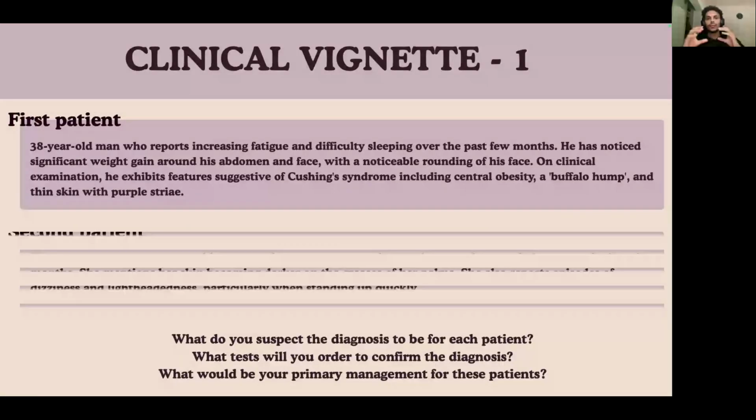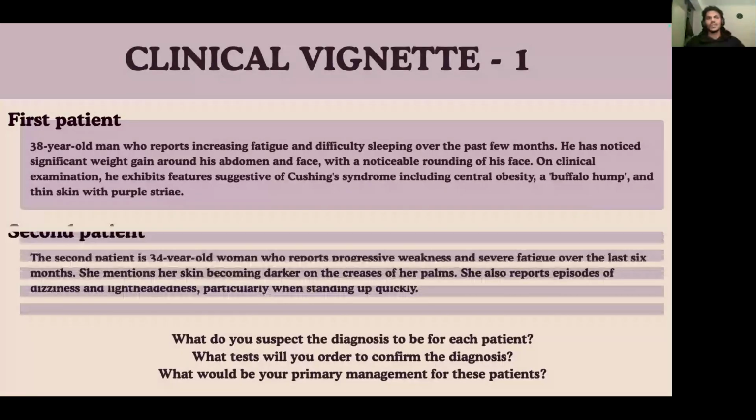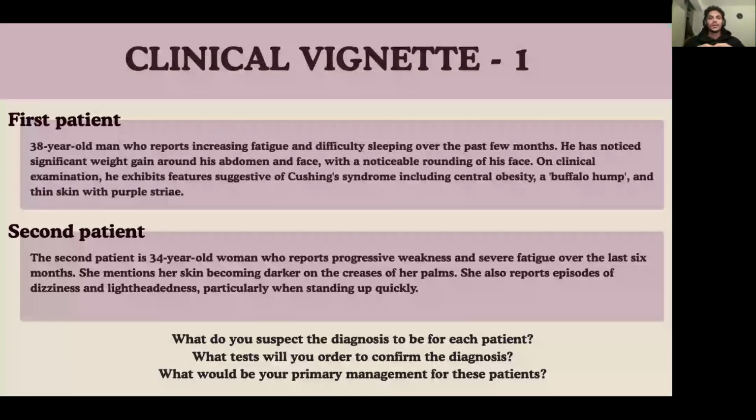Then the second patient, a 4-year-old woman, has progressive weakness and severe fatigue over the last 6 months as well. It's chronic. Her skin is becoming darker, especially the creases of her palm, and she also reports dizziness and lightheadedness, particularly when she's standing up quickly. Right? That's the first and second patient, orthostatic hypotension with standing up quickly.